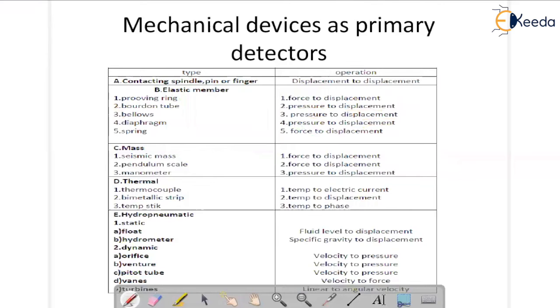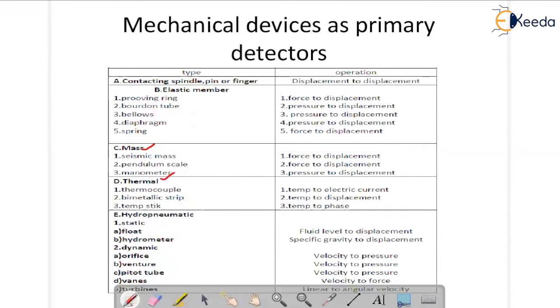Now let's look at the third one, the masses, wherein you have seismic mass, pendulum scale, and manometer. The seismic mass has the operation force to displacement, as you have seen in the spring and the proving ring in the last classification. The pendulum scale converts force to displacement, and the manometer converts pressure to displacement. So the manometer is a pressure to displacement conversion device. Seismic and pendulum are force to displacement conversion devices, and all these three come under the mass type.